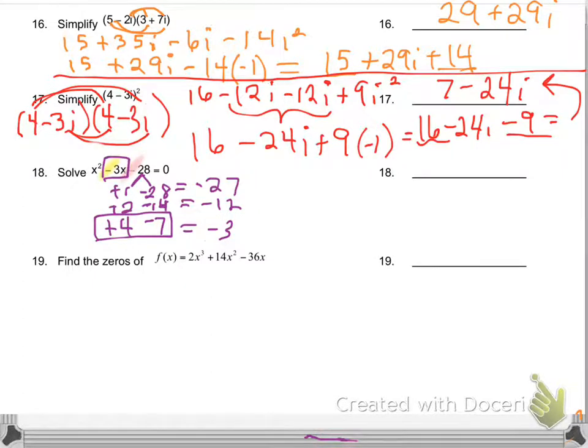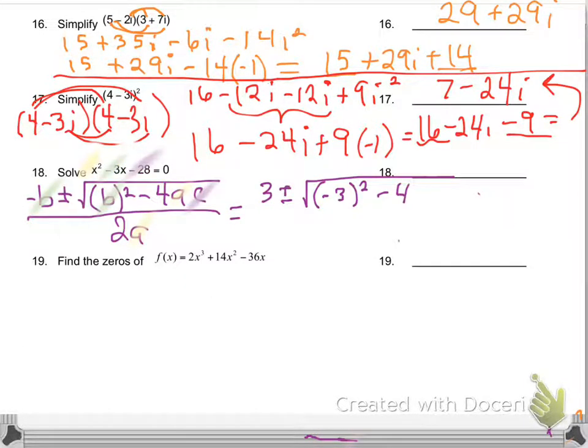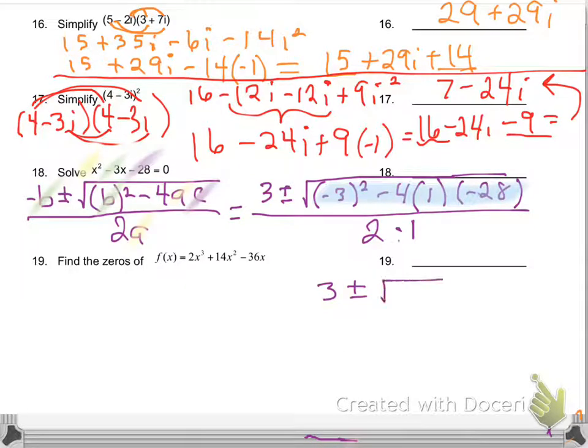Now for the quadratic formula, when a is simply 1, it's negative b, which is 3, plus or minus the square root of b squared minus 4 times a, which is 1, times c, which is negative 28, all over 2 times a, which is 1. When you go to do this, only put what's underneath the square root in the calculator, not the actual square root. So I end up with 3 plus or minus the square root of 121 over 2. The square root of 121 is 11, so I have 3 plus or minus 11 over 2.